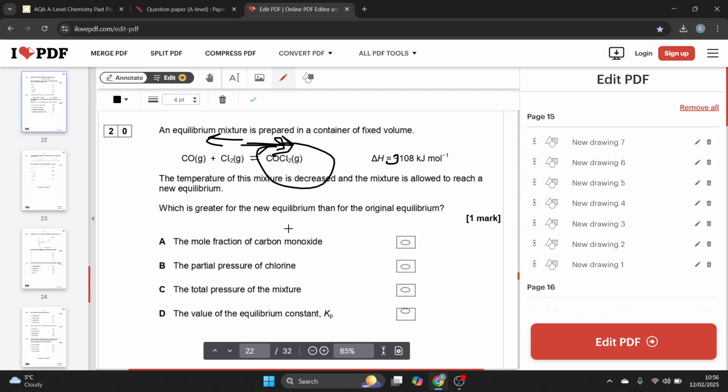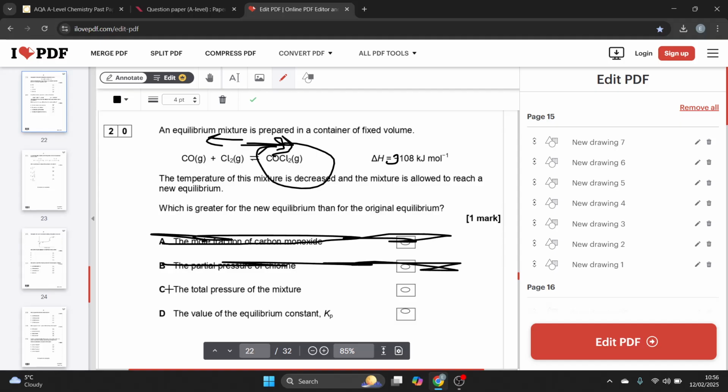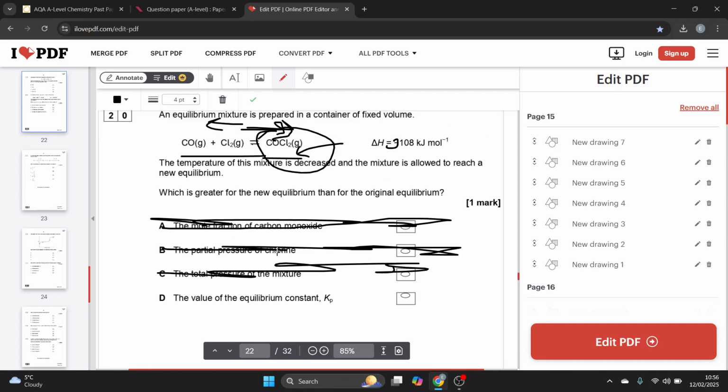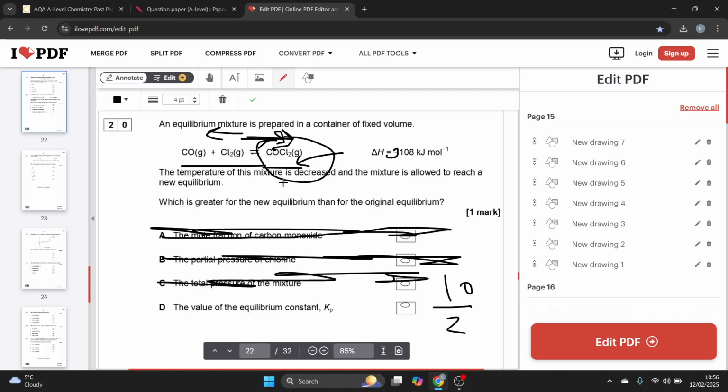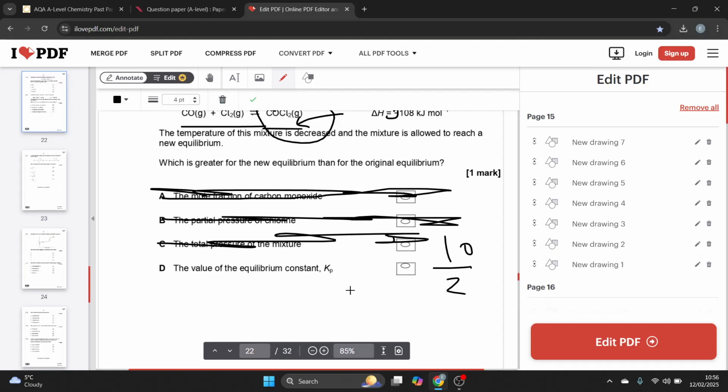The mole fraction of carbon monoxide, that's no. The partial pressure of chlorine, no. The total pressure of the mixture, no. The value of the equilibrium constant Kp, well, it must be that, but I'll show you why. Kp is your products over reactants. If I've got more products, so let's say originally I had 10 divided by 2, but then equilibrium shifted to the right hand side, I've got more COCl2, so I've got 20 divided by 2. Which one's a bigger number? It's going to be this one, right? So Kp is going to be bigger then.